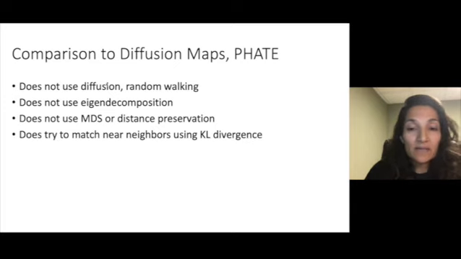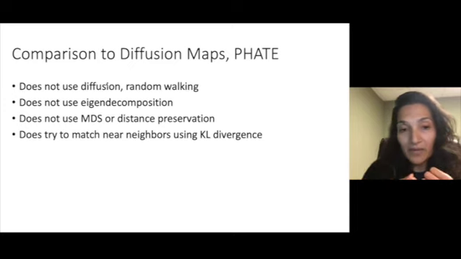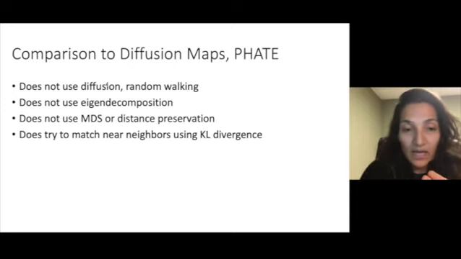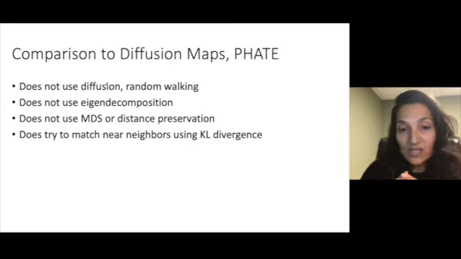So just to compare to diffusion maps and PHATE a little bit, we used a Markov random operator, but we did not use diffusion or walking, did not use eigendecomposition. We did not use any form of MDS or distance preservation. But we did try to match near neighbors using KL divergence. And of course, that is the main quantity that is preserved in tSNE.